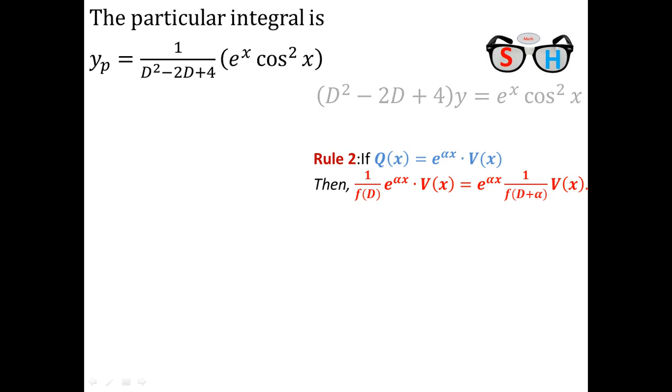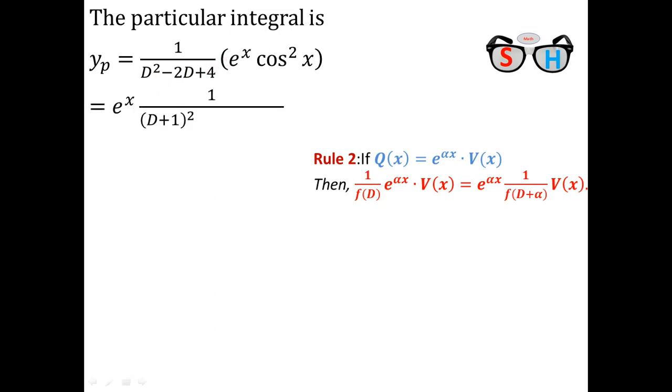At first, here I use rule 2 because this is e to the power x into something. So at first you write e to the power alpha x in front, and then replace D by D plus alpha, where alpha is 1. Therefore I write e to the power x in front, and then I replace D by D plus 1. You see that, and cos square x.